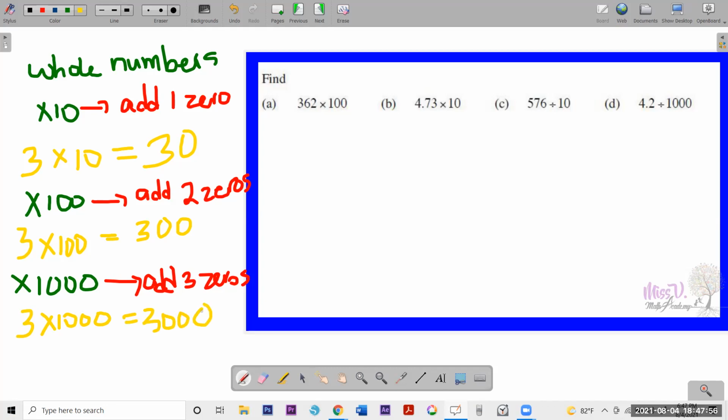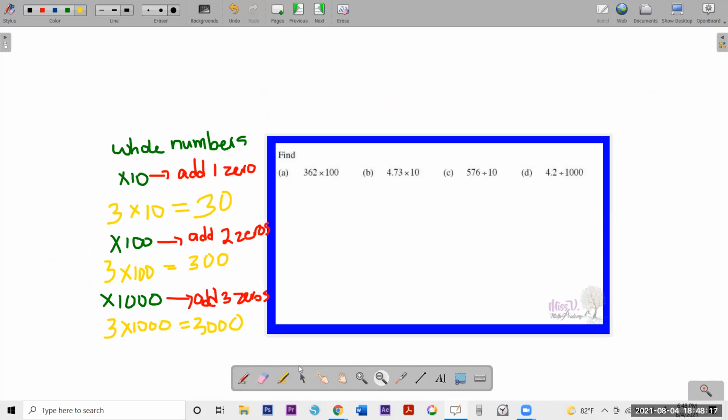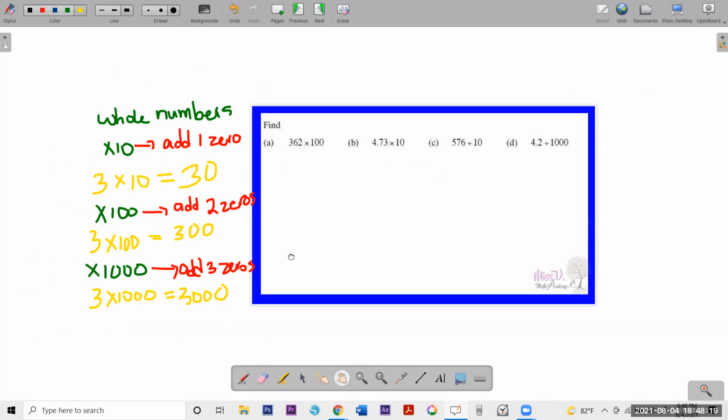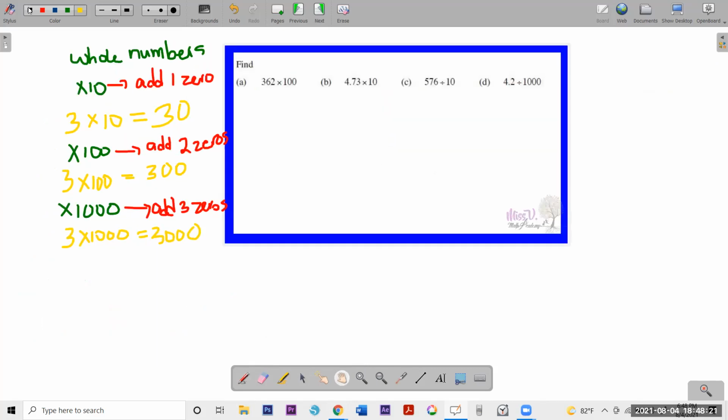Now, one of the things I want you to know too, when you're dividing by 10 and 100 and 1,000, if there are zeros, you do the opposite. So if you're adding zeros when you multiply by 10, what would happen when you are dividing by 10 and there's a 0? You remove it, okay? So I'm going to give you one quick example about that as well, because I just want to make sure that we all know these basic rules.